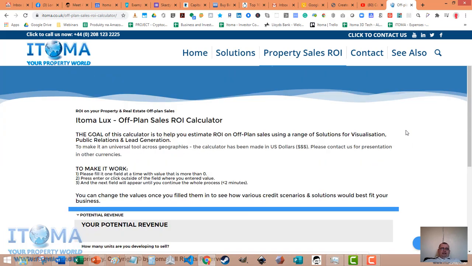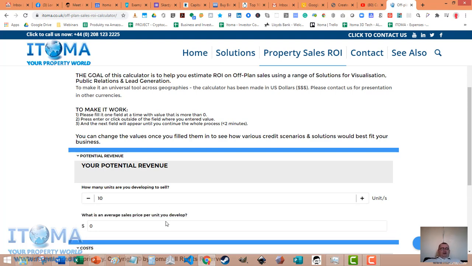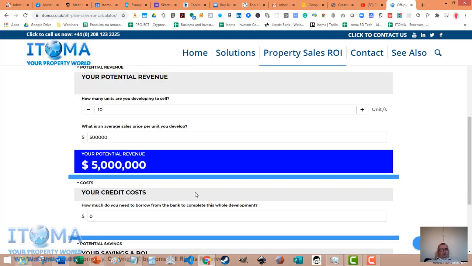So we said that actually you are building 10 units for this particular scenario. And again, this calculator is versatile, that it can provide actual business case for your business to take a look at that and consider whether it's worth time and money as we believe it is. So you are delivering 10 units. Let's say that each of them costs $500,000. It gives a potential revenue for your business of $5 million.